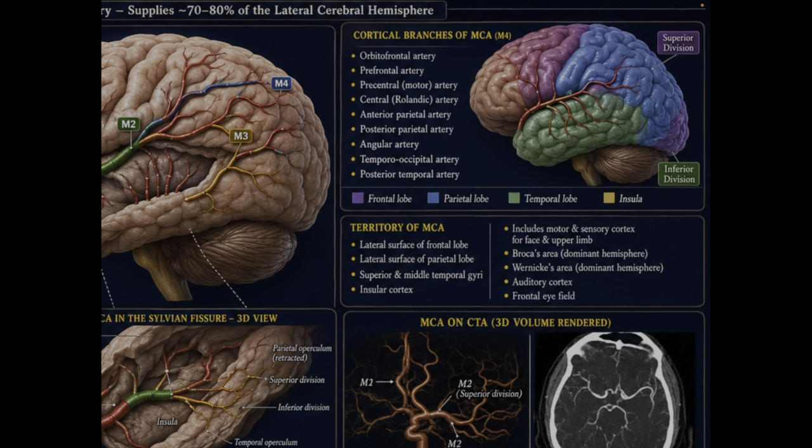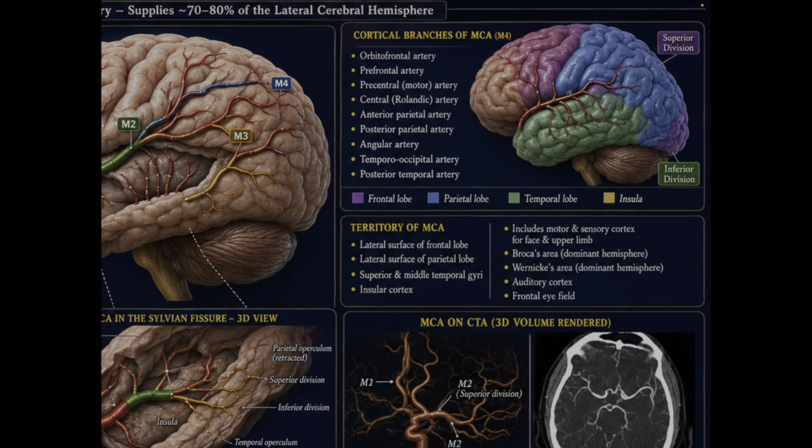Medial frontal and parietal cortex are supplied by the anterior cerebral artery, while the occipital lobe and inferior temporal cortex are supplied by the posterior cerebral artery. So this distinction is extremely useful when localizing stroke syndromes.